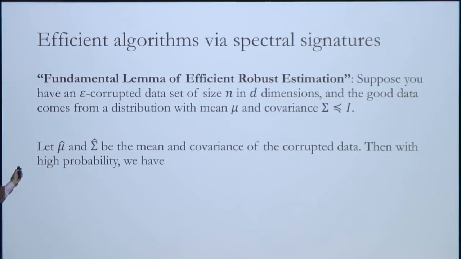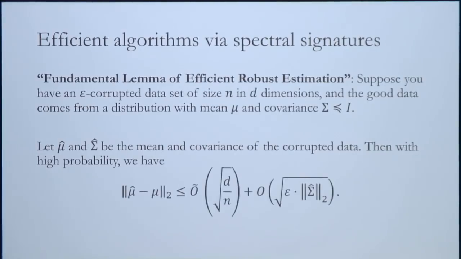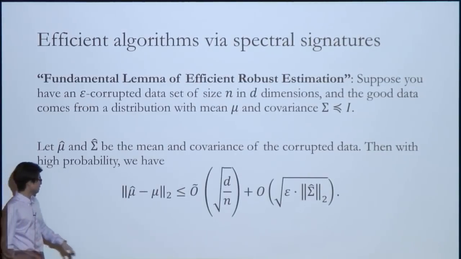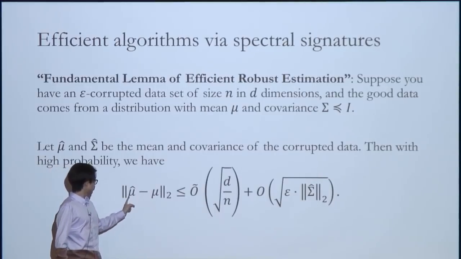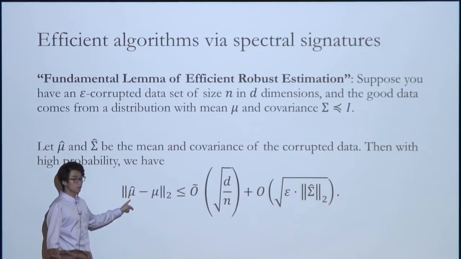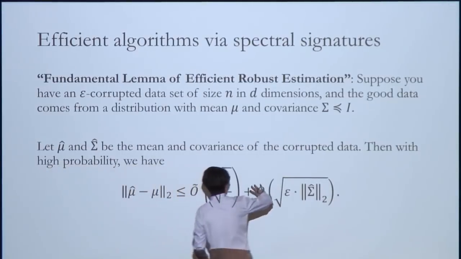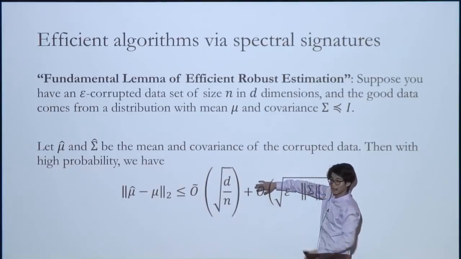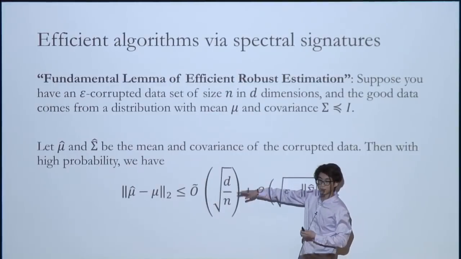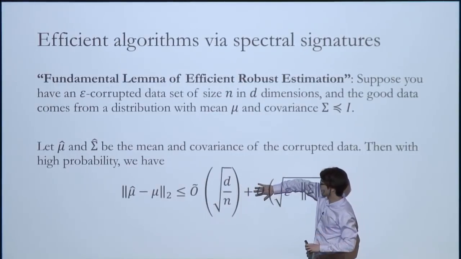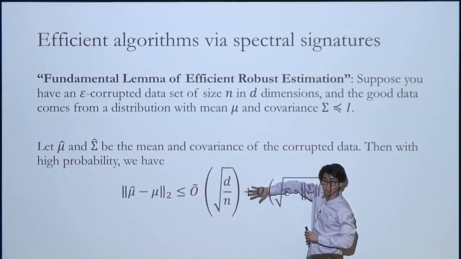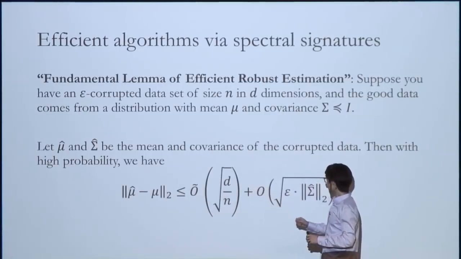Then if I take mu hat and sigma hat to be the mean and covariance of the empirical corrupted data set, then with very high probability, we have something like this. So let me parse this for a second. The L2 norm, so this is the difference between the true mean and the empirical mean, the mean of my corrupted data set. And it has 2 terms. So the first term, if you ignore this entirely, is just the concentration that you would always get no matter what, even if there's no corruptions, up to the O tilde. So this is just what you would expect in general. This is the deviation you would expect if there's no corruptions. The second term is where the corruptions come in.